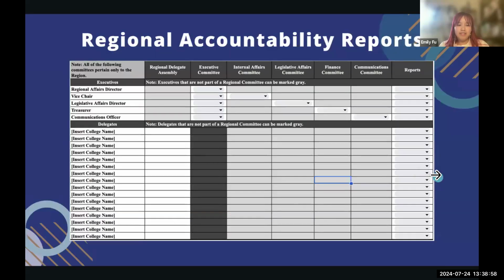And I'll give this to Cassandra. All right, so as you all are aware, a large part of your duties is going to be the accountability and stipend reports. So I'm going to share my screen right now and show you just a couple of items.